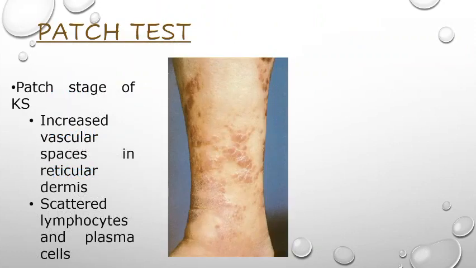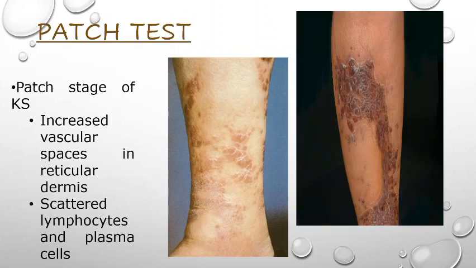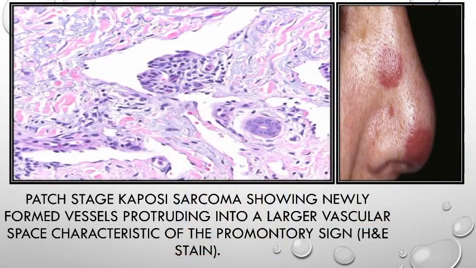Patch stage. Patch stage of Kaposi sarcoma has increased vascular spaces in reticular dermis, scattered lymphocytes and plasma cells. In this slide, we can see patch stage Kaposi sarcoma showing newly formed vessels protruding into a larger vascular space, characteristic of the promontory sign.